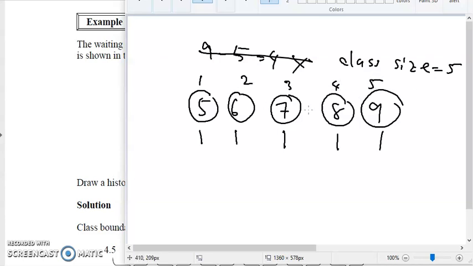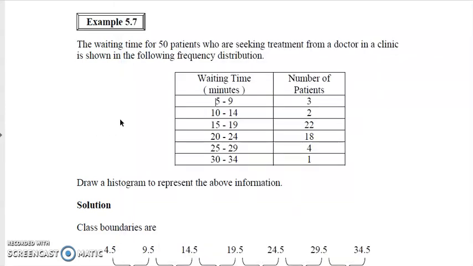I hope you are clear on how we calculate this. You can see from here 1, 2, 3, 4, 5, and the result is 5. The class size is 5. I just want to make sure that you are clear about the class size. Okay, I'm going to continue with the graphical representation in the next video.